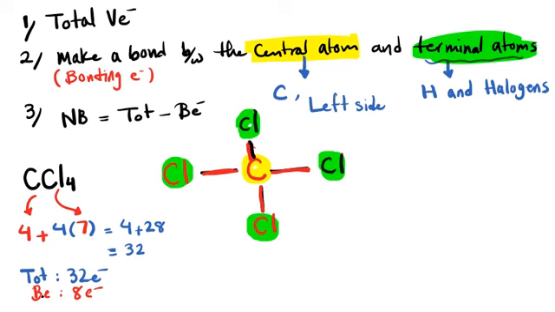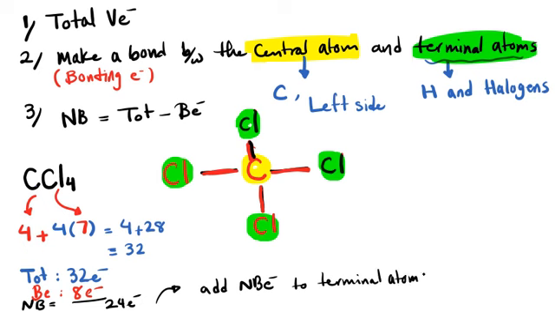To calculate non-bonding electrons, you just need to subtract 8 from 32. So you are going to get 24 electrons. What does it mean to have 24 non-bonding electrons? You need to add non-bonding electrons to terminal atoms and the central atom.